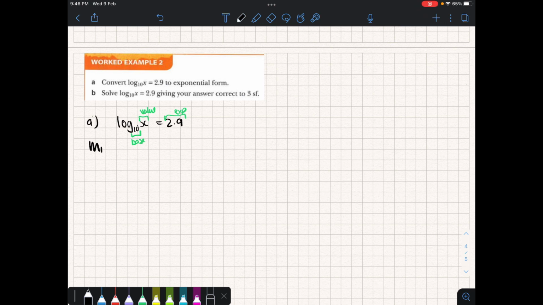So an exponential has a base, which is 10. We're going to raise it to its power, and that must be equal to some value. So here we've rearranged and changed the subject of the formula.